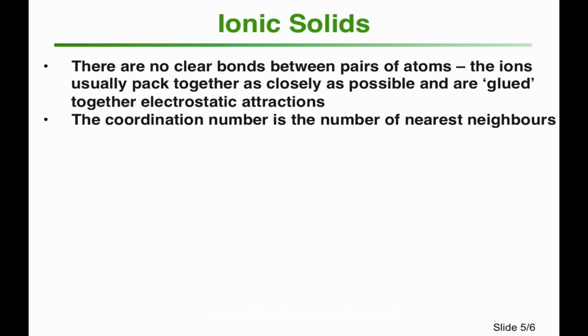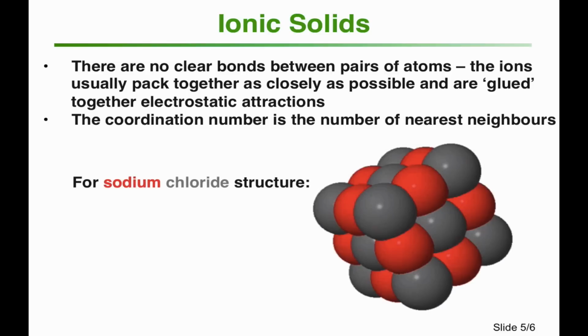In ionic solids, there are also no clear bonds between pairs of atoms. Now we have cations and anions packing together as closely as possible. And again we must look at the structure and count the number of nearest neighbours. So here's the sodium chloride structure. We have cations in red and grey chloride ions.